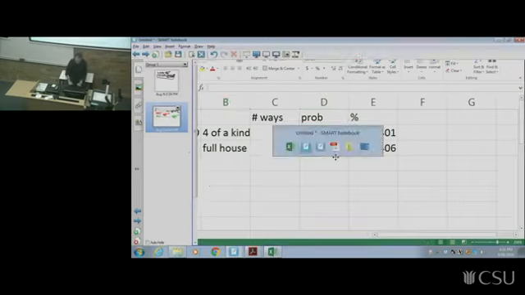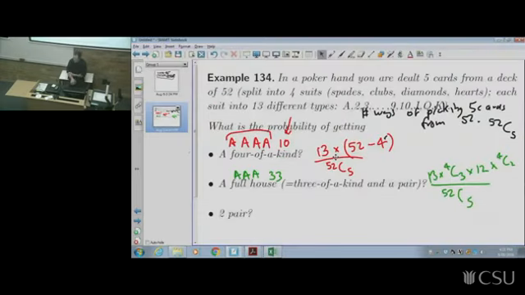So what other ones? What about 2 pair? 2 pair means you're getting 2 numbers that are the same, and another 2 numbers that are the same. They're not 4 of a kind. We want to exclude 4 of a kind explicitly, and you get something else to make up the numbers. So a 5 at the end is an example of a 2 pair.